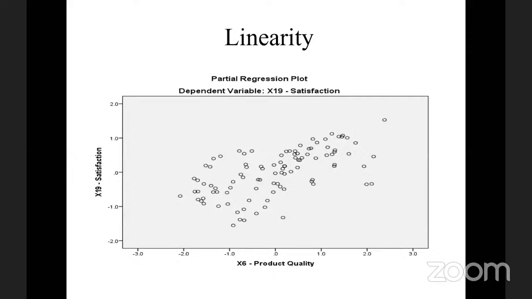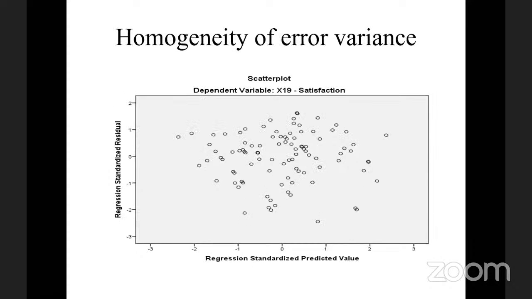Third is linearity, which we can find through the partial correlation between the dependent variable and independent variables. Then homogeneity of error variance, meaning homoscedasticity. I discussed these assumptions yesterday. Here this is the zero value, and we take zero as a line parallel to the x-axis and find the range; above and below it should be the same, meaning the dispersion of the data should be the same.